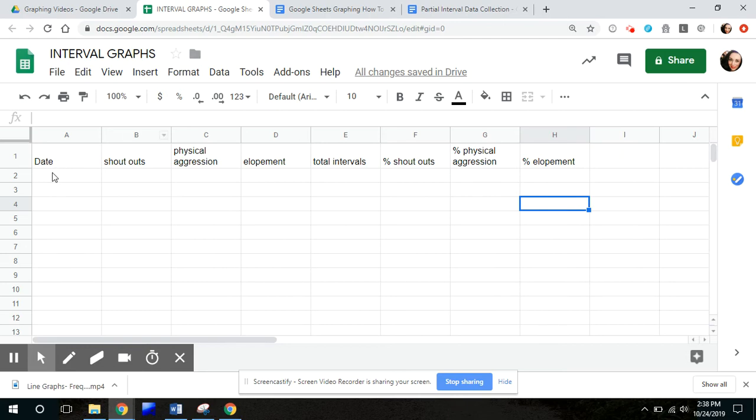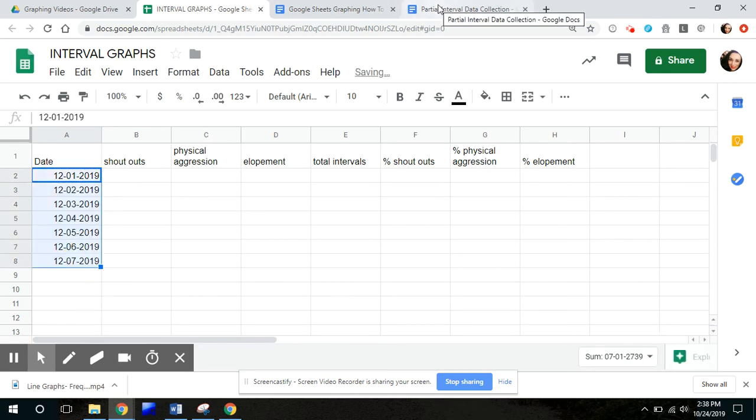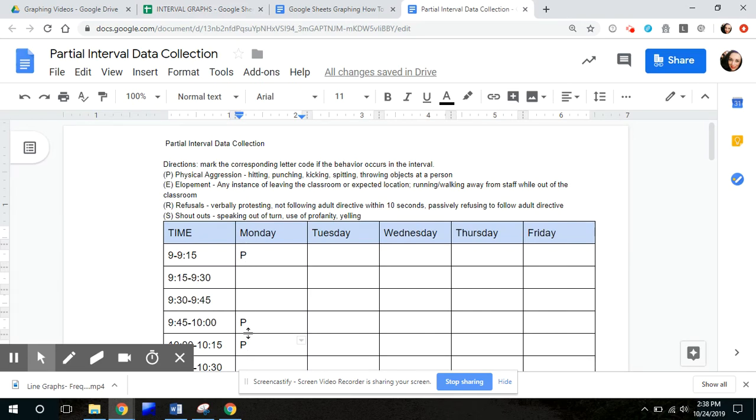So again, I'm just going to put the date in here. I'm going to say 12/01/19. Then I'm just going to drag down. I would go to my data sheet. I would ask, how many P's did I have on December 1st? Count the number of P's for the day for physical aggression. Count the number of E's for elopement. Count the number of S's for shout outs.